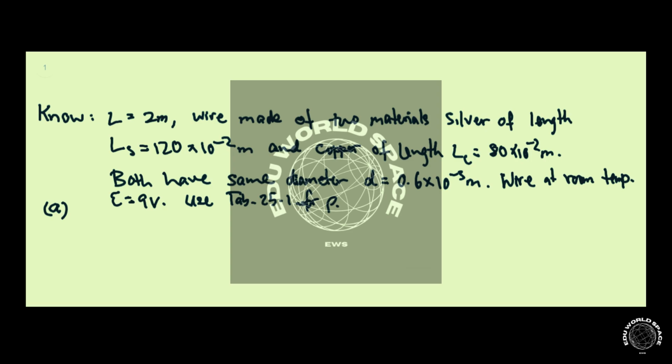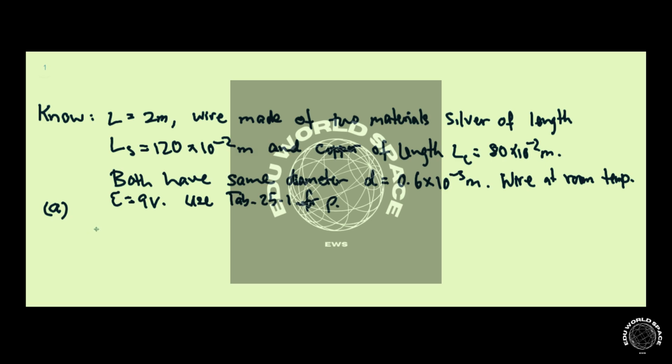We know from the statement of this problem that a 2 meter length of wire is made by joining two pieces of metals together. One is a piece of silver of length LS of 120 times 10 to the minus 2 meters, and the other material is copper with a length LC, which is 80 times 10 to the minus 2 meters. And both of these metals have the same diameter of 0.6 times 10 to the minus 3 meters.